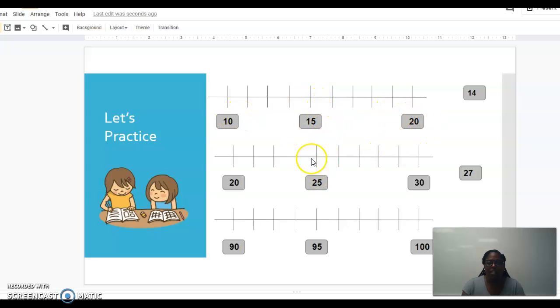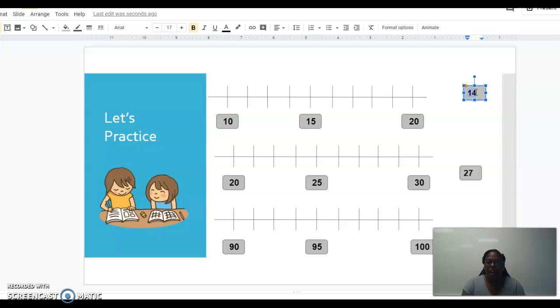So what I did, I went ahead and put my halfway markers on my number line. These are my benchmarks. I know that between 20 and 30, my midway point will be 25. Between 90 and 100, my midway point will be 95. So now we have the number 14. Where would I plot 14 on my number line? Which 10 is it closest to?